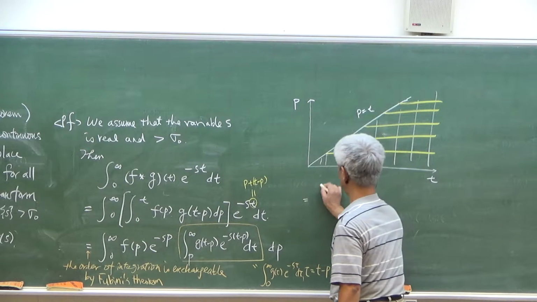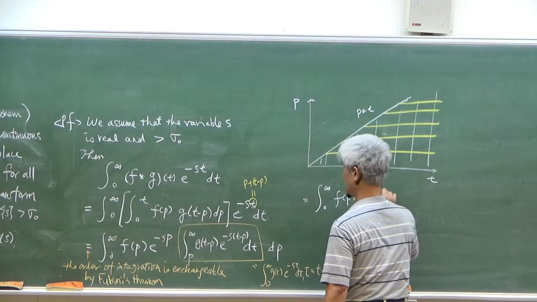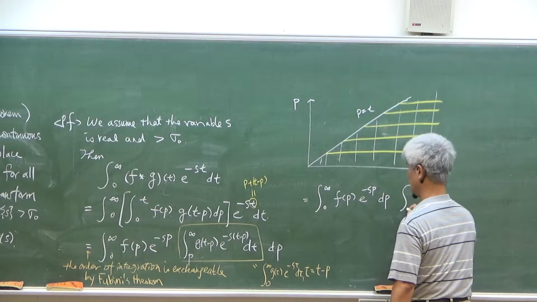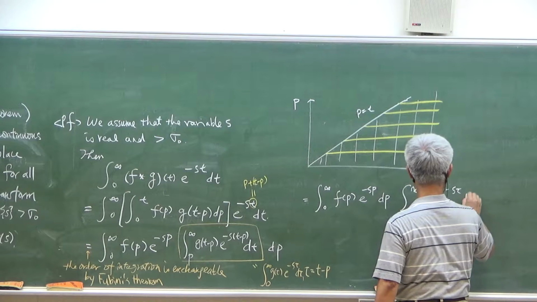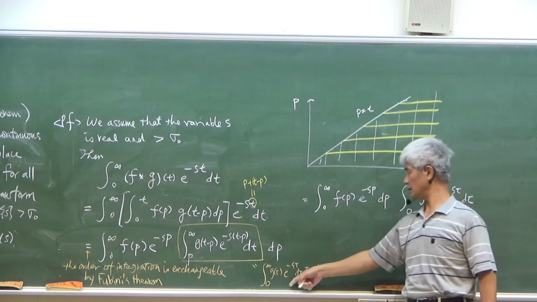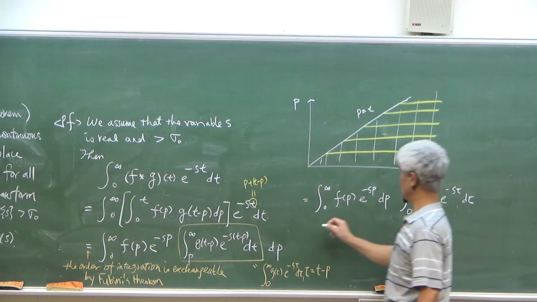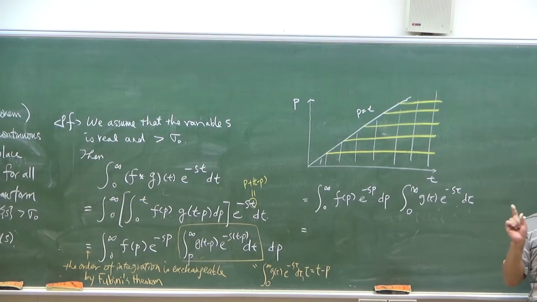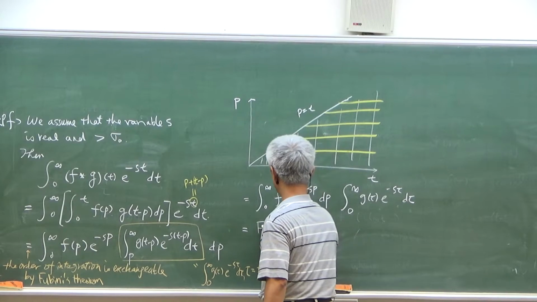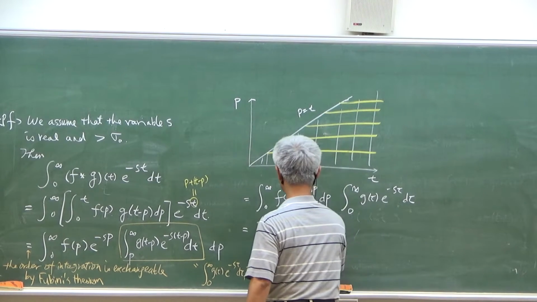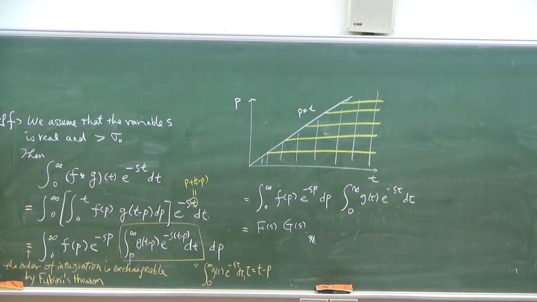Okay, so now we have the integral of f of p, e to the minus s p, dp, times the integral of g of tau, e to the minus s tau, d tau. This integral is independent of p, right? So the double integral becomes fully separable, and this one is equal to F of s, and this one is equal to G of s. So this is the convolution theorem.